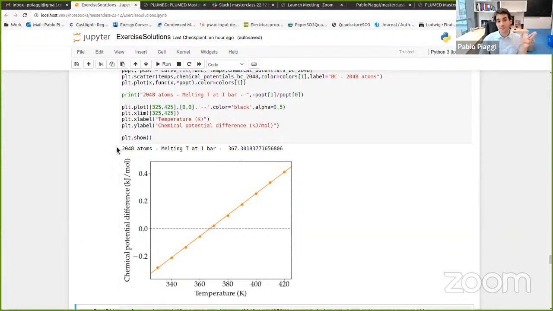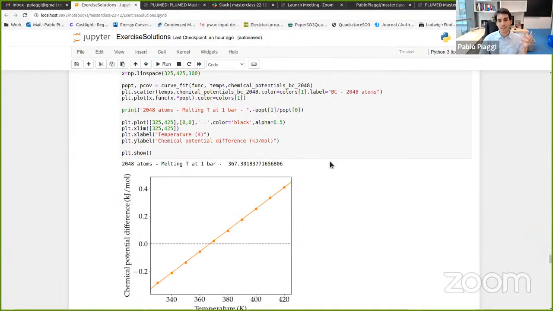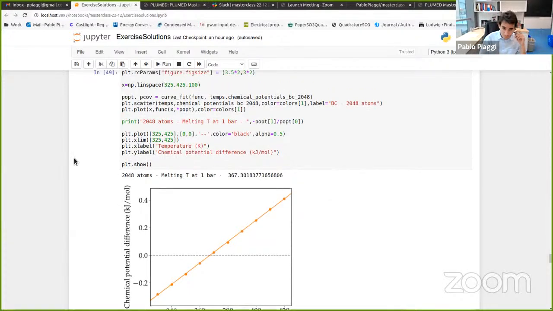Anyway, I would say most methods have an accuracy of around 1 Kelvin, unless you do special things. For instance, if you're doing direct coexistence, you need to consider huge systems in order to get a small error in the determination of the melting temperature.